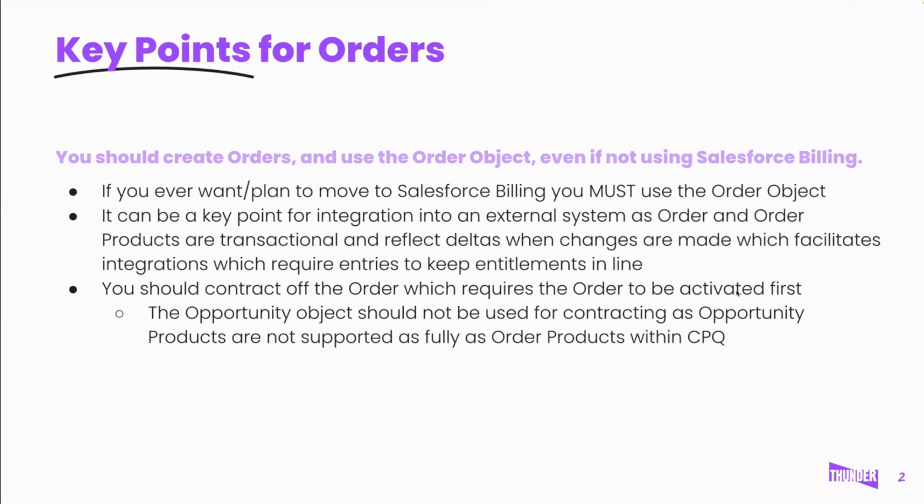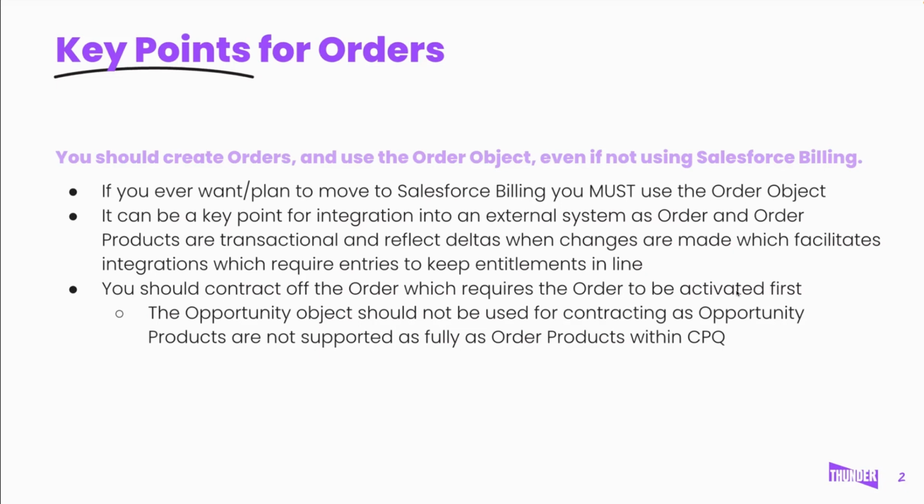The other thing that makes the order object important is the way that it's used in integrations. Typically, we see integrations with Sage Intacct or NetSuite as a billing system that integrates directly off of the orders object. Those two systems are able to both pick up order header information as well as order product information.